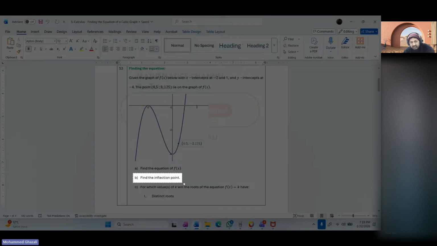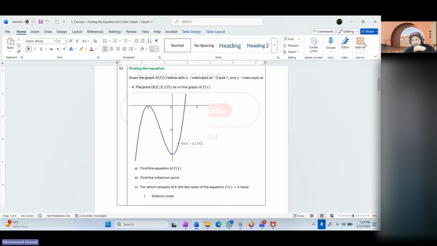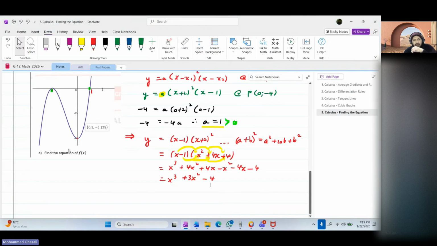See what the next question is asking me for. Find the inflection point. Why? Because I already have the two turning points here. I got -2, 0 and 0, -4. Those are the two turning points. That's the maximum value and that's the minimum. So what we want to find now is the inflection point.